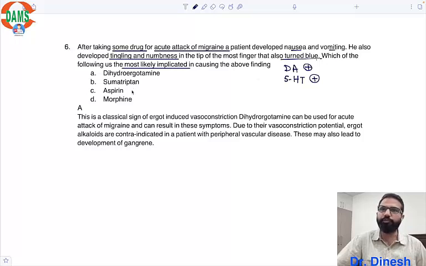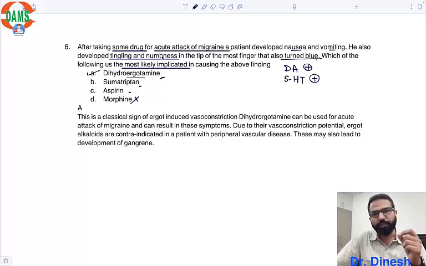So guys, the drugs used for acute migraine: we can use NSAIDs like aspirin, which is not commonly used, but we can if required. Sumatriptan, yes, good. Dihydroergotamine, yes, an ergot compound. Morphine is not commonly used in migraine patients. So out of these, the ergot compounds are causing the nausea and vomiting, as well as the tingling and numbness at the tips of the fingers, because of these gangrenous or cyanosis symptoms. This is typical vasoconstriction by the ergot compound.